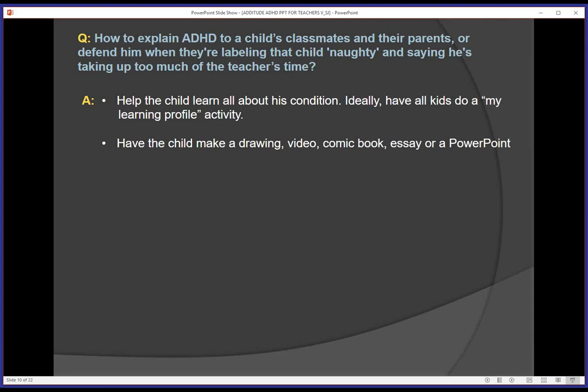We can have kids who are older write an essay which they get credit for in their English class or in their college entrance materials. We can have kids make a PowerPoint that tells their story. If they can tell their story to somebody else, it means they understand their condition a lot better.